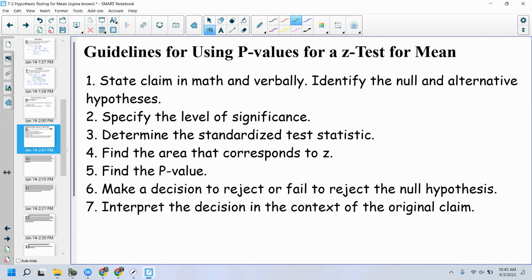Then the very last thing you should have at the very bottom is at least one sentence, 1 or 2 sentences interpreting your decision. And it's always got to be based on the claim. Don't just finish with reject or fail to reject, because that's not really telling me anything. You defined your null and alternative hypotheses based on the claim, so interpret your reject or fail to reject in context of the claim.